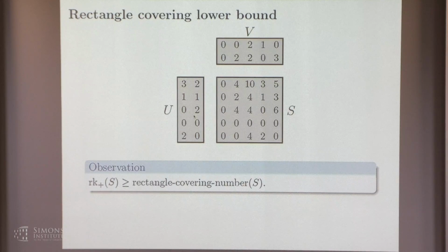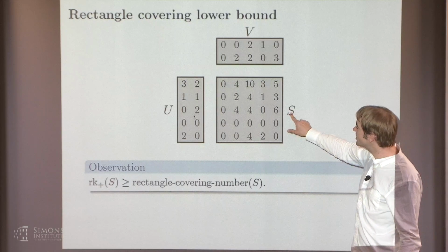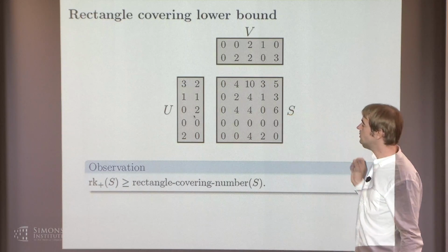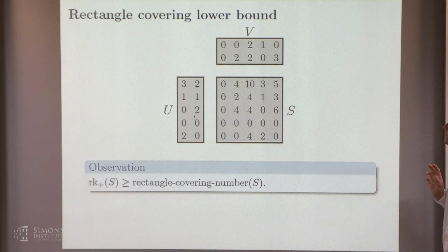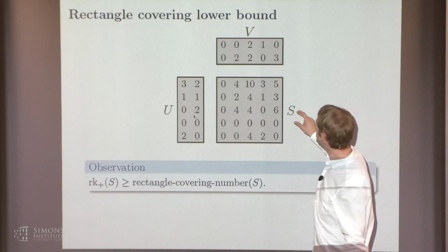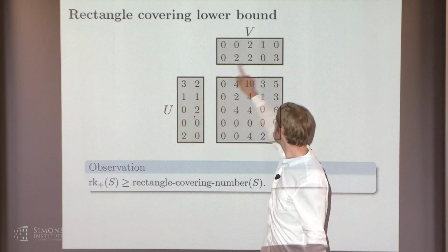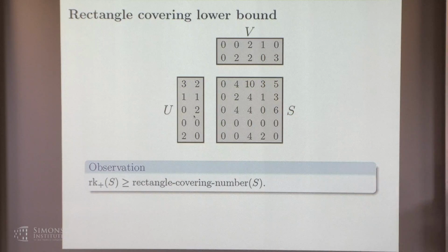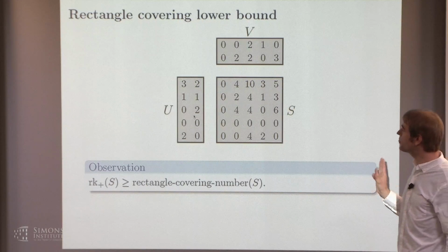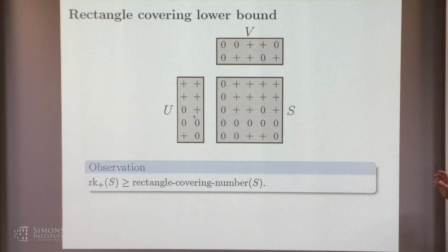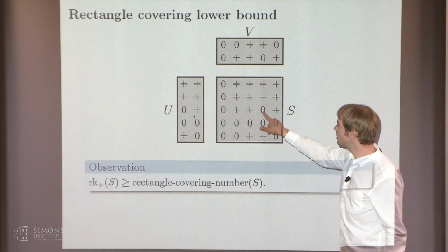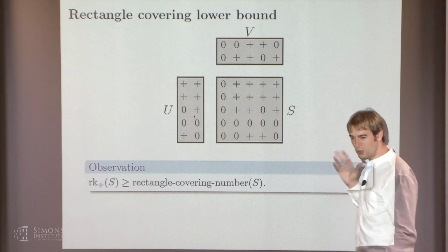Okay, so here's the principle. Imagine this is some non-negative matrix S, and if I didn't mess up, then this should be a non-negative factorization. U times V should give S. Now I want to convince you that the non-negative rank of this matrix is at least something. You can actually do the following. You can forget the numbers and just remember whether numbers are 0 or whether they're positive. We don't have negative numbers.